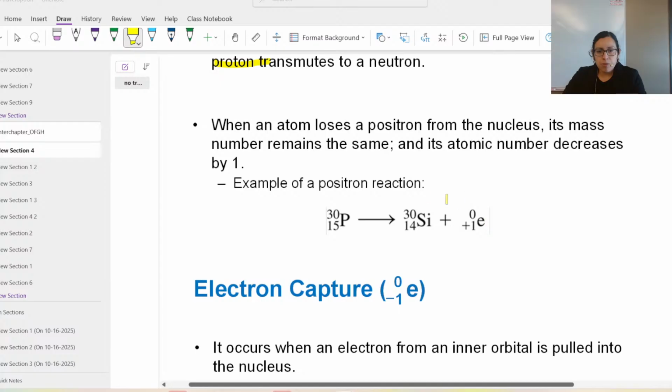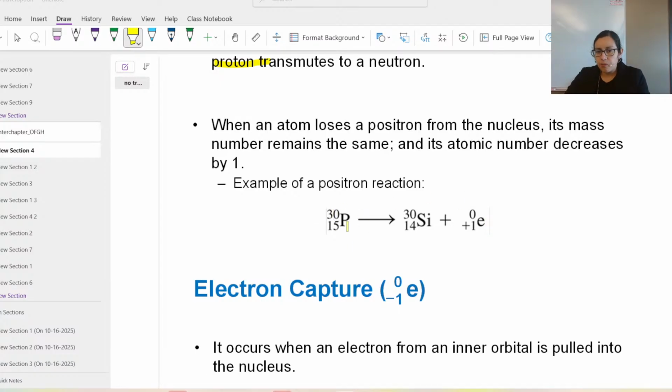And so this is one of our examples of this, where your phosphorus-30 decays to silicon-30, and then you can balance that out, right? So now we have a plus sign, so our atomic number goes down, then mass stays the same.